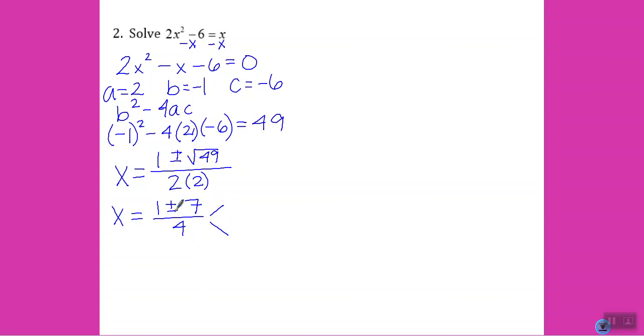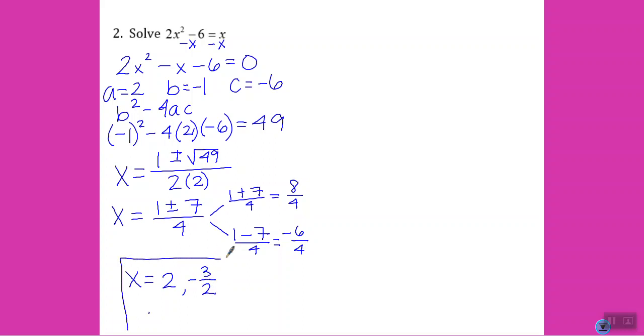I'm going to separate my plus and minus on the numerator. So I'll have 1 plus 7 over 4 and 1 minus 7 over 4. 1 plus 7 is 8 over 4. 1 minus 7 is negative 6 over 4. And those will simplify. 8 over 4 is 2. Negative 6 over 4 is negative 3 over 2. And those are my answers. We could write it that way, or we could put them in curly brackets.